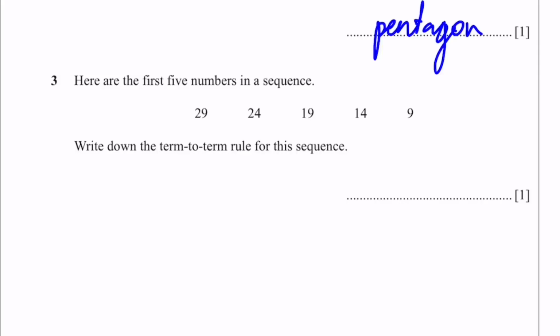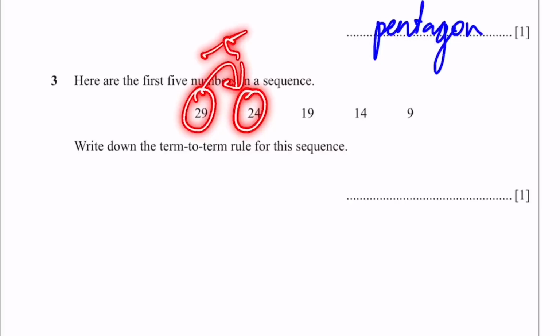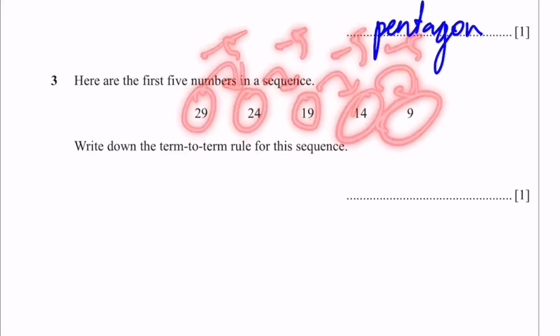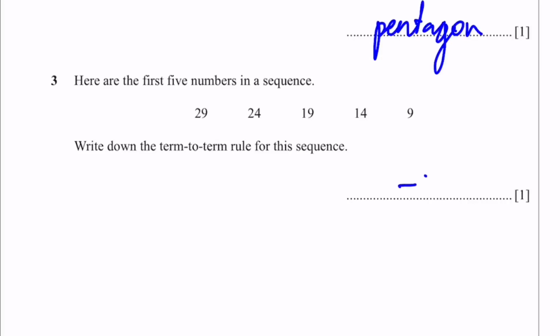Question 3. Here are the first 5 numbers in the sequence. Write down the term-to-term rule for the sequence. The term-to-term rule is what you do to one term to make it become the next term. So 29 to 24 is minus 5. Then to 19, it's another minus 5. To 14, minus 5. To 9, minus 5. That means the term-to-term rule is minus 5.